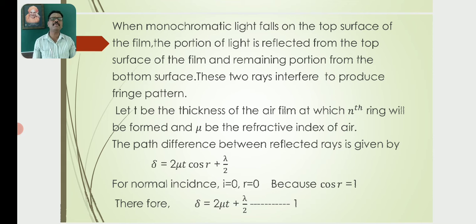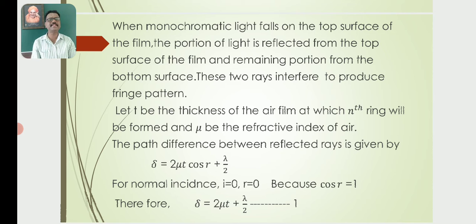When monochromatic light falls on the top surface of the film, a portion of light is reflected from the top surface of the film and the remaining portion from the bottom surface. These two rays interfere to produce a fringe pattern. That is the reflected method. The two reflected rays are derived from a single incident ray, so they are called coherent waves.